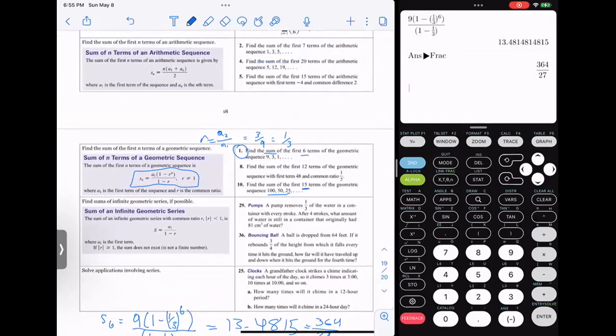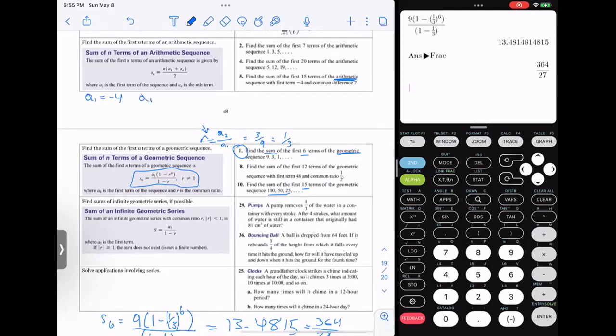All right, so this one says find the sum of the first 15 terms of the arithmetic sequence. So that's the difference here. Notice this one has our ratio like we talked about, and this one has a difference. So first term, -4. So we know A1 is -4.